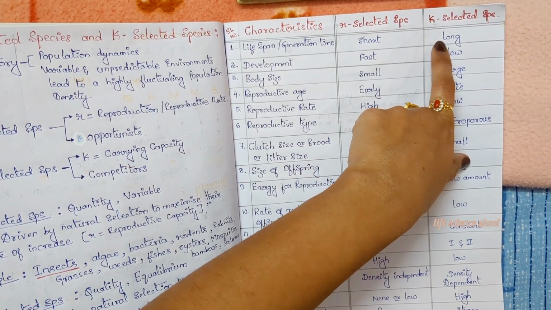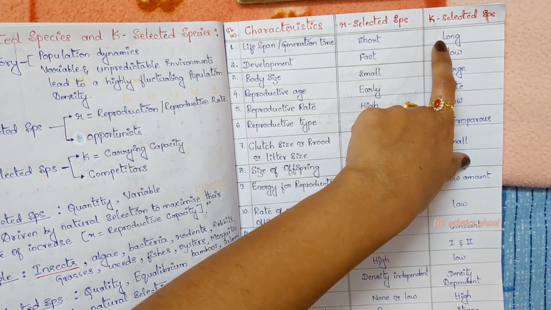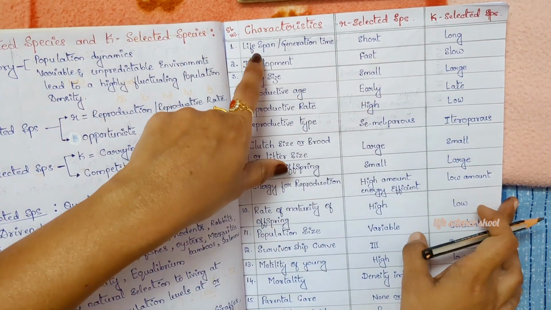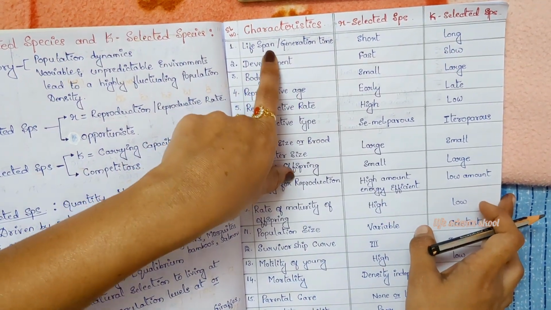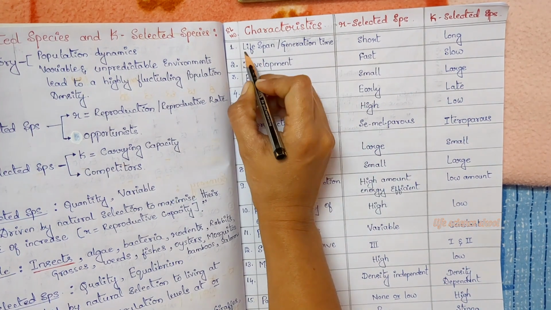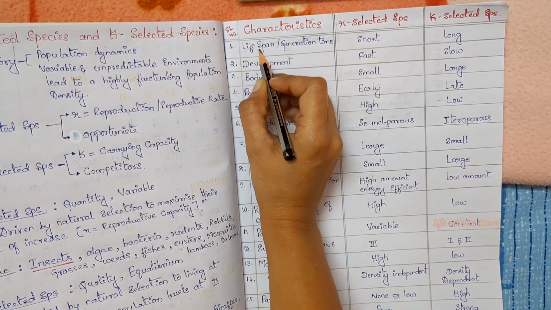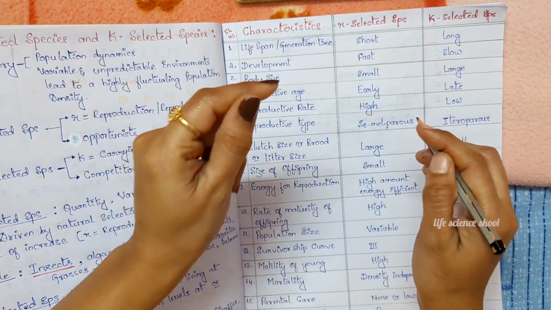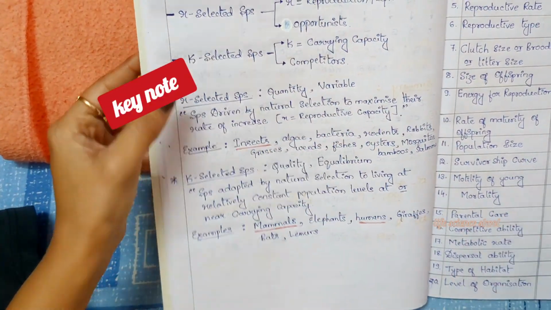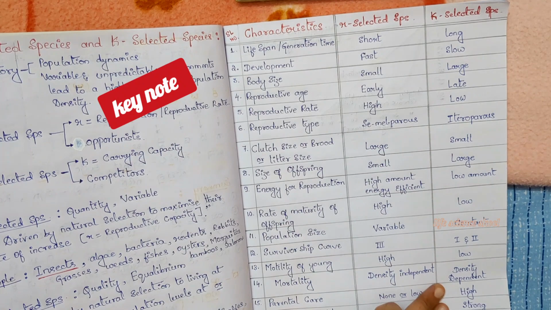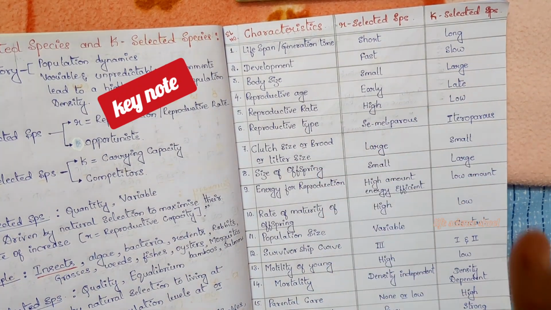Okay, and if you remember the example, you will remember it very easily. Now we will move on to the first one here, lifespan or generation time. I guess you know the meaning of lifespan. Also, a very important keynote I told you while explaining this: remember the examples here. This will help you understand this table column very easily.